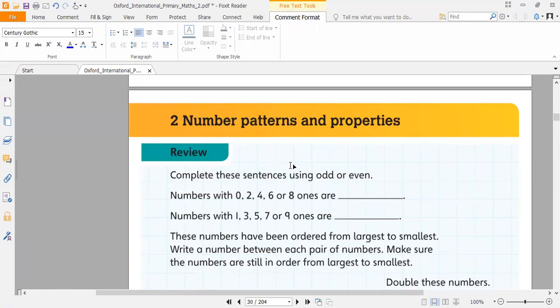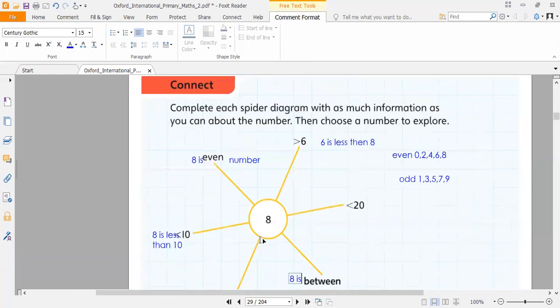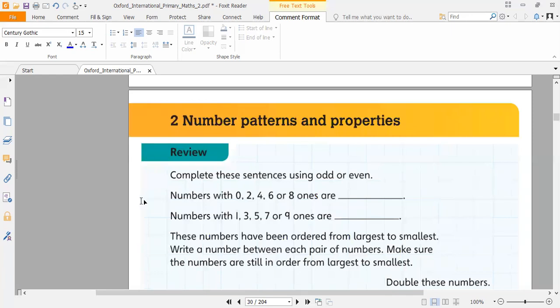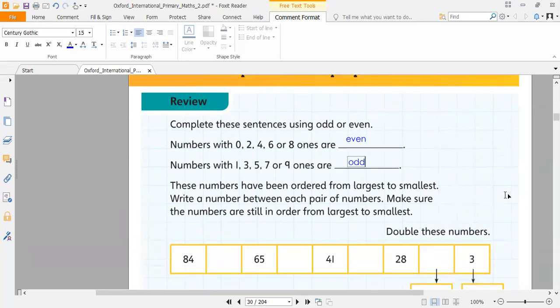This is the review, so we have to do this. Complete these sentences using odd or even. As I told you, even numbers are these and odd numbers are these. Numbers with 0, 2, 4, 6, or 8 ones are even, and numbers with 1, 3, 5, 7, or 9 ones are odd. These numbers have been ordered from largest to smallest. Write a number between each pair of numbers. Make sure that the numbers are still in order from largest to smallest.